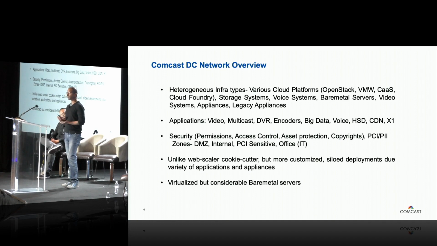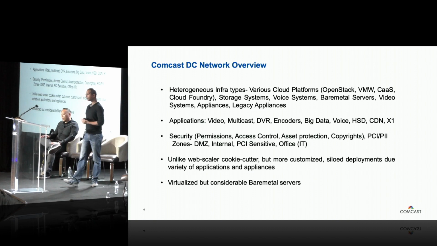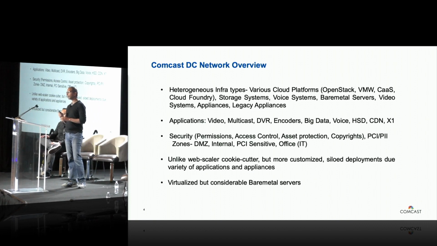On top of that, we need to secure all of it. So there's segmentation going on in the network, which makes it very hard to operationalize things. The scale is still manageable. The difference from the big web scalers is that instead of doing one thing 100,000 times, we do 100 things 10,000 times.